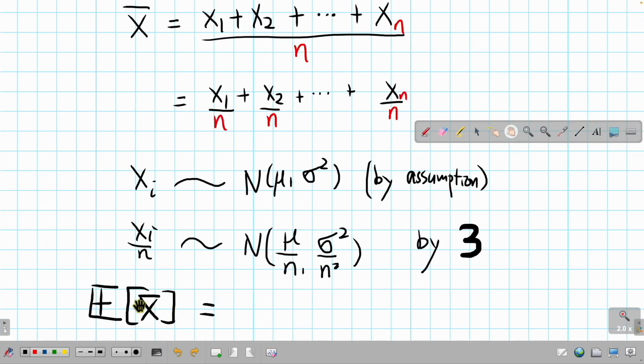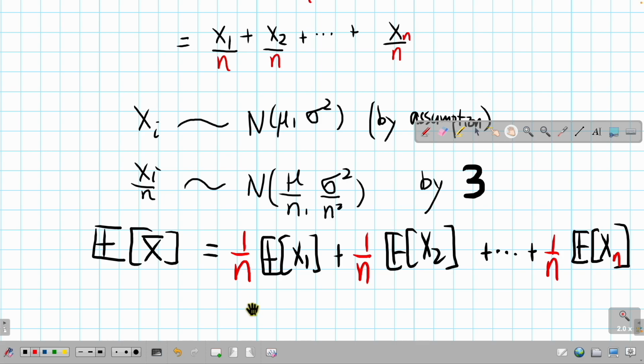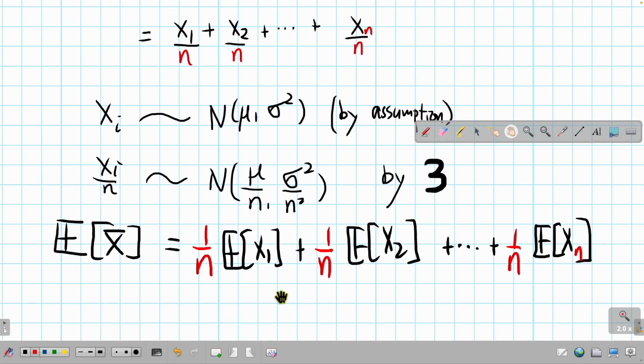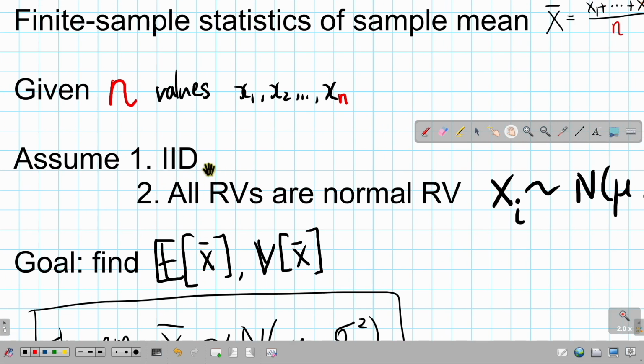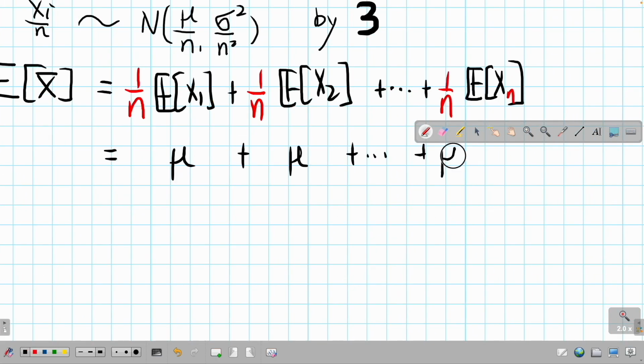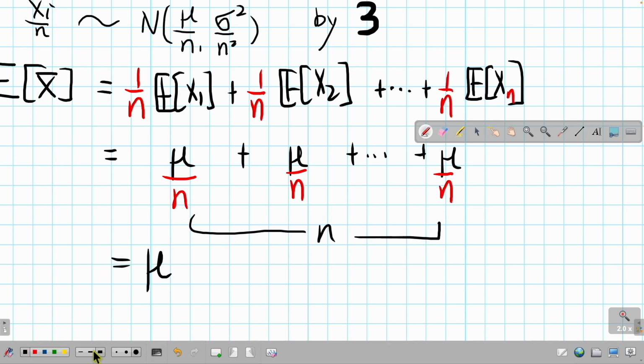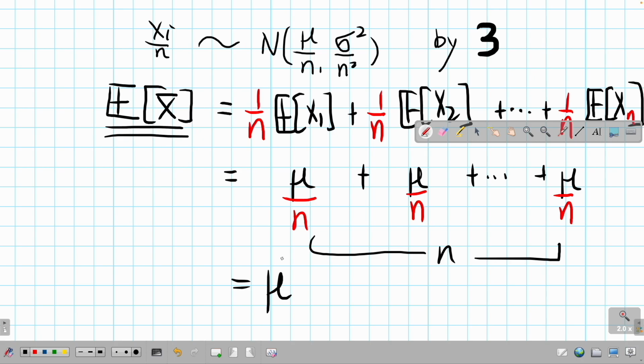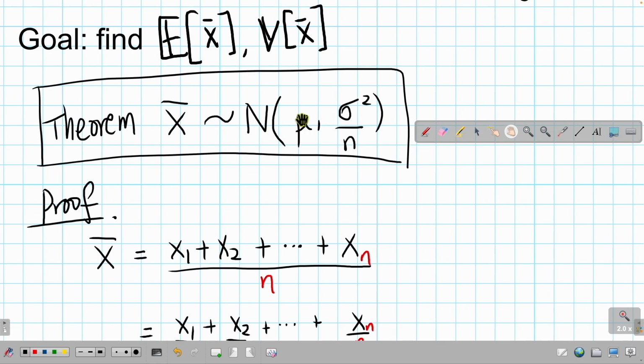Now we are going to talk about the expected value of X bar. It will be the expected value of this sum. Since expectation is linear, I can distribute the expected value into each of these terms, and this 1 over n is a constant, so I can take it out. So the expected value of X bar will be something like this. Now, because all the Xi are IID, by assumption, and they are all normal random variables, all their expected values are mu. So we will have a bunch of mu divided by n. How many of them? There are n of them. Therefore, taking the sum, it will give us mu. We have shown that the expected value of X bar will be mu. And what is this? This is this part. The expected value of X bar will be mu. Then what's next?